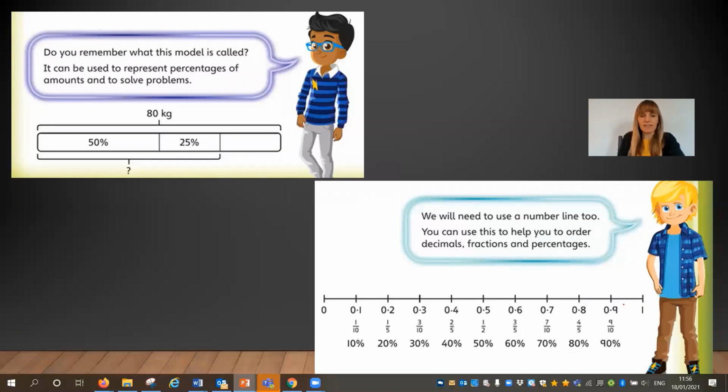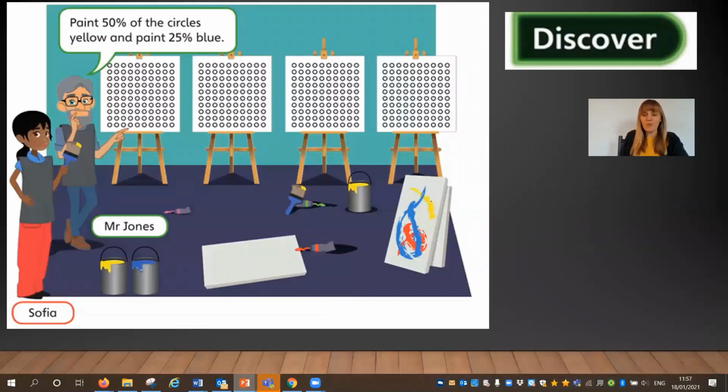Now here gives some examples of the bar models we might be using, as well as the number lines to show how all these different types relate to each other. Okay, so let's crack on with our Discover.